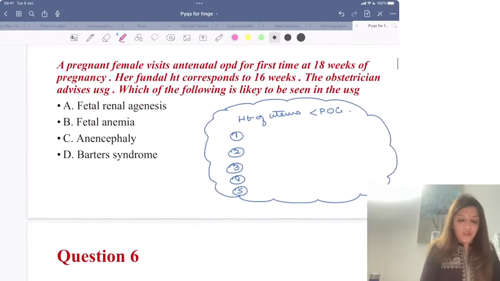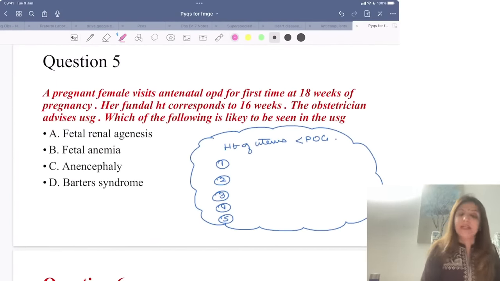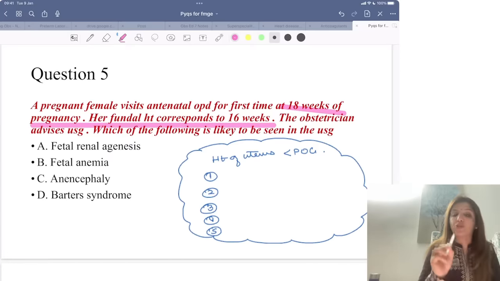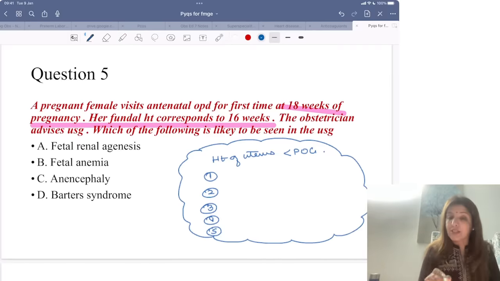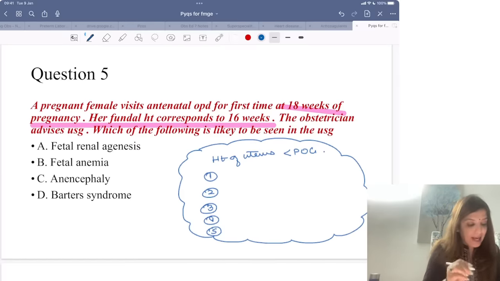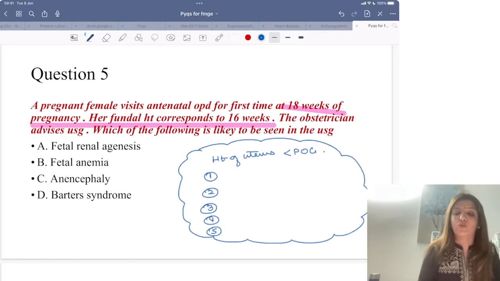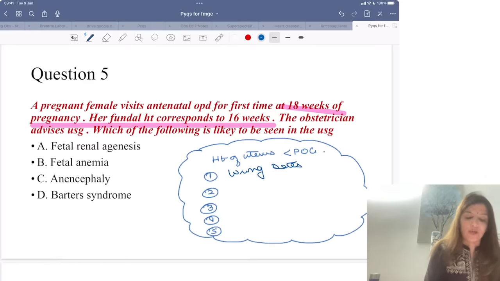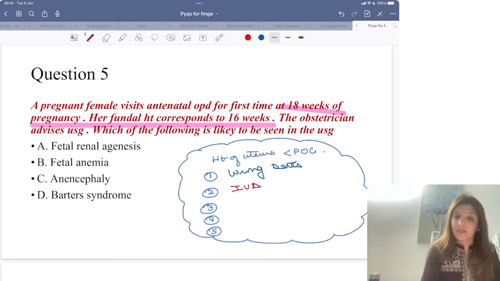Now, coming to question 5. A pregnant female visits antenatal OPD for the first time. At 18 weeks of pregnancy, her fundal height corresponds to 16 weeks. In other words, the question is saying that the height of the uterus is less than the period of gestation. Right? So you have to tell me what are the conditions in which height of the uterus is less than the period of gestation. Number one, wrong dates, if the patient doesn't know her dates. Then in case of intrauterine death of the fetus, in case of IUGR, in case of transverse lie, and in case of oligohydramnios.